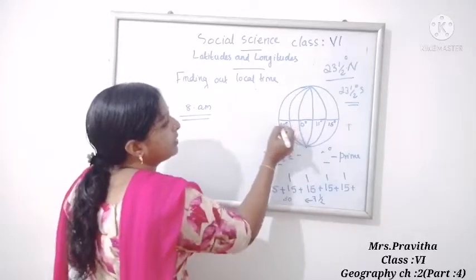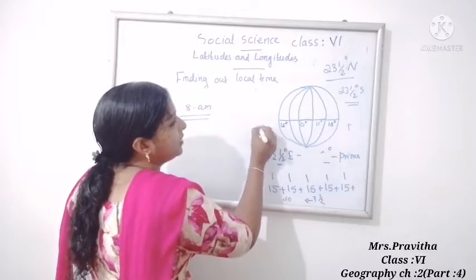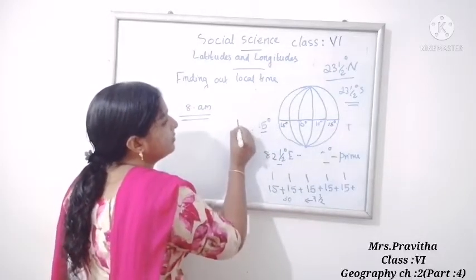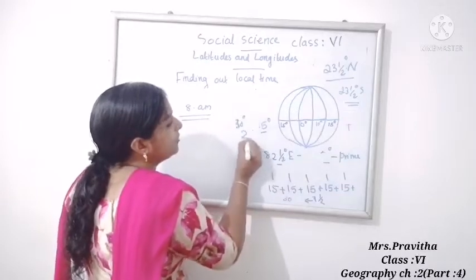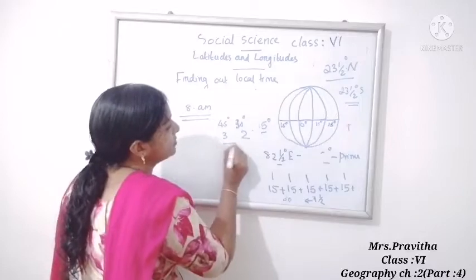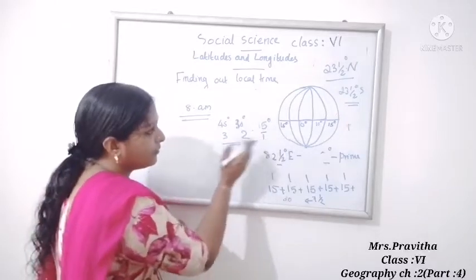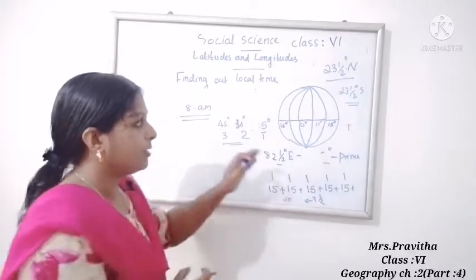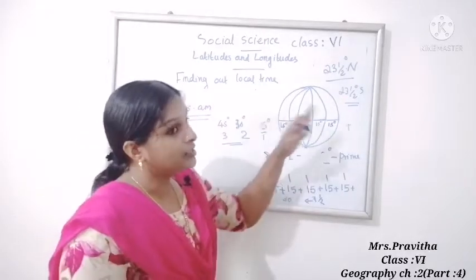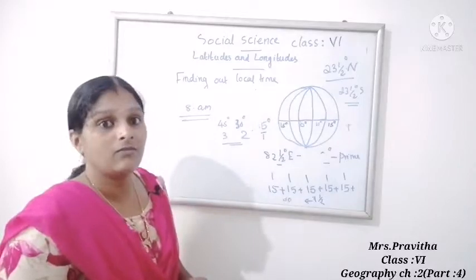From 0 degree to 15 degree, 1 hour will decrease. 30 degree, 2 hours will decrease. 45 degree, 3 hours will decrease. In this way, moving west from the prime meridian, time will decrease, and moving east from the prime meridian, time will increase in all the countries.